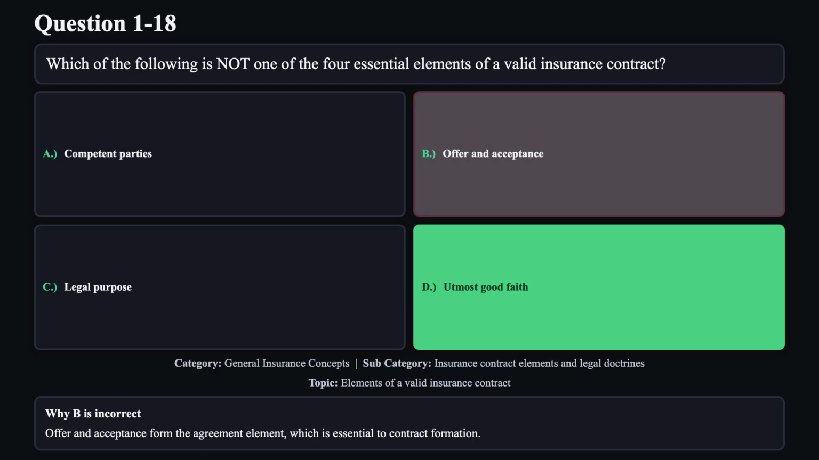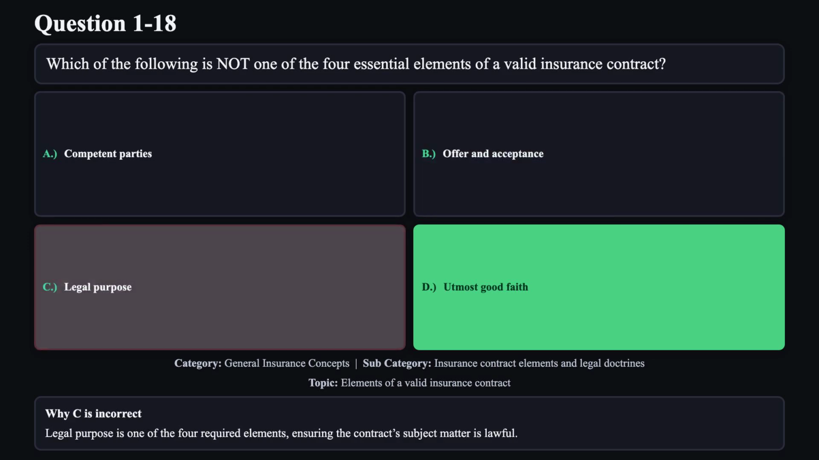Reason B is not correct. Offer and acceptance form the agreement element, which is essential to contract formation. Reason C is not correct. Legal purpose is one of the four required elements, ensuring the contract's subject matter is lawful.